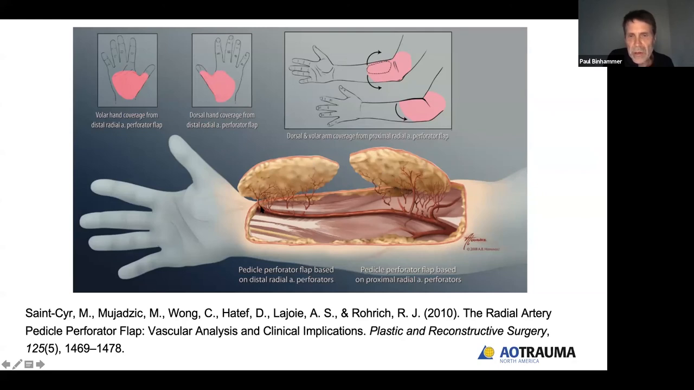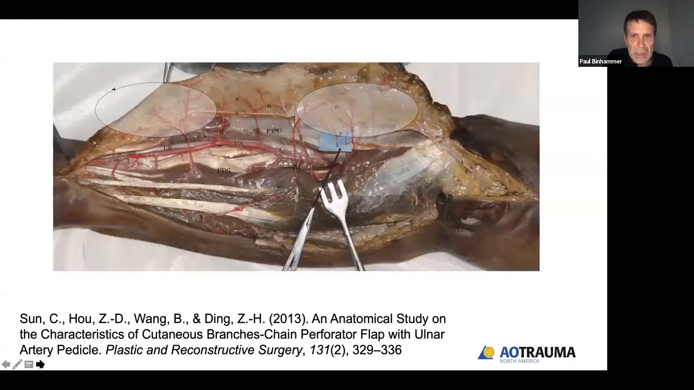You can divide the artery. You can do a radial forearm flap to cover the elbow, and you can do a reverse radial forearm flap to cover the hand. So that's routine. So you can do the same thing with the ulnar artery. Ulnar artery flaps have been described for elbow coverage. Reverse ulnar artery flaps have been described for hand coverage. Free ulnar artery flaps based upon perforators have been described as well. So you can do the same thing.